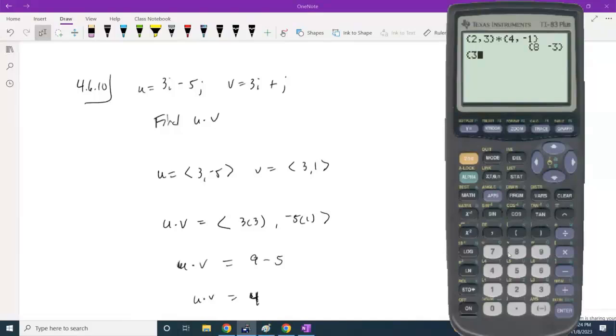What I mean by that is, I'm just going to put this in as 3, -5 times 3, 1. Notice you get 9 and -5. If you combine those two, 9 plus -5, you're going to get 4.